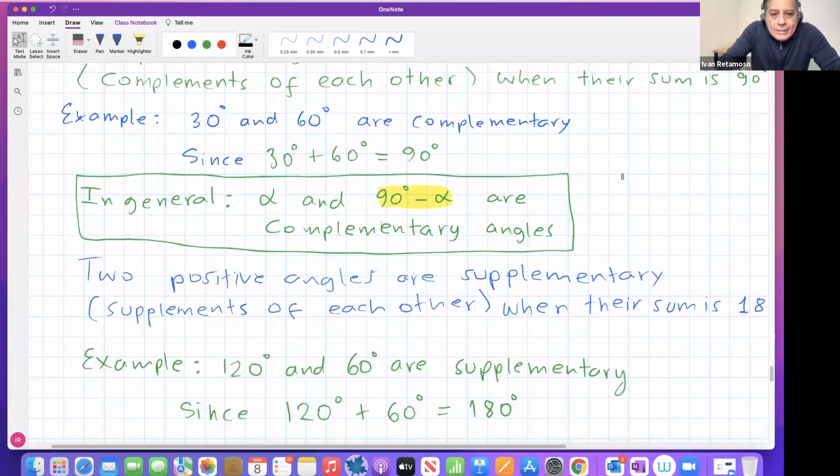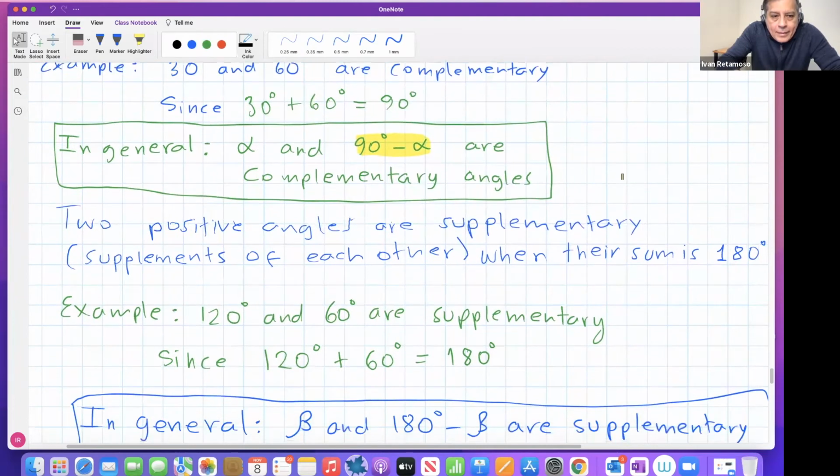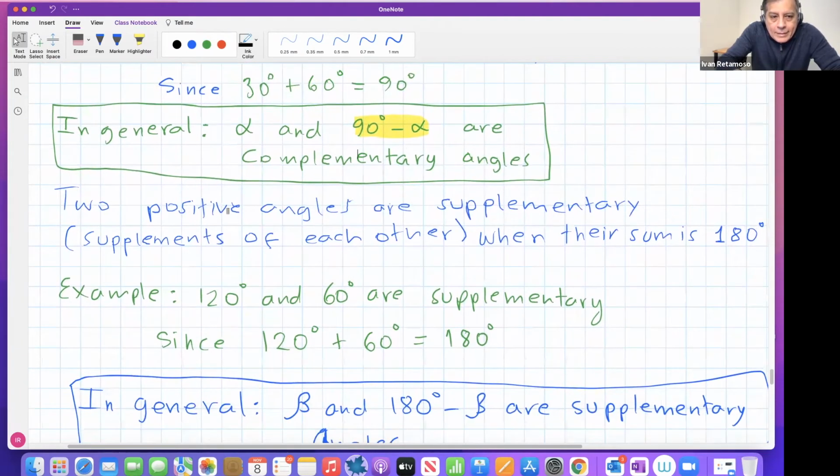Similarly, mathematicians define the following. They say two positive angles are supplementary angles, or supplements of each other, when their sum is 180 degrees. For example, the angle 120 degrees and the angle 60 degrees are supplementary, since 120 degrees plus 60 degrees is 180 degrees. They supplement each other such that the sum is 180 degrees.